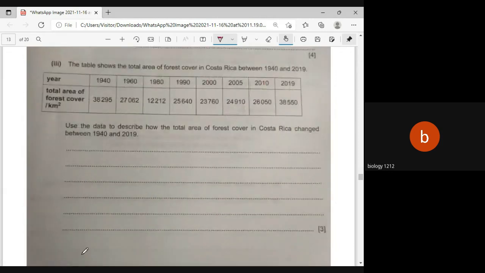Next one, they are showing a table: the total area of forest cover in Costa Rica between the years 1940 and 2019. Now, very important here: if you see 38,000, 27, 12, 25, 23. So you can say this is high, low. High is for increase, then low, low. Then compared to 80 to 90, it is increased. Again low, right? Increasing, increasing, and increasing. As you can see, the last 3 years are actually increasing, right? So for 2005, 10, and 19 it's increasing.